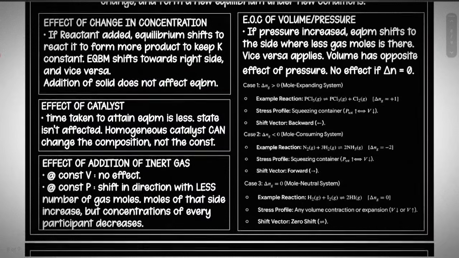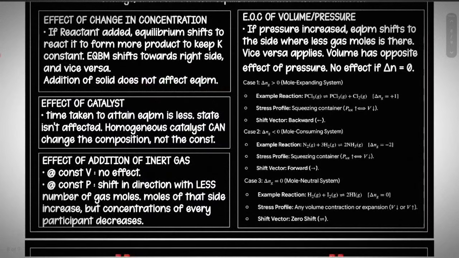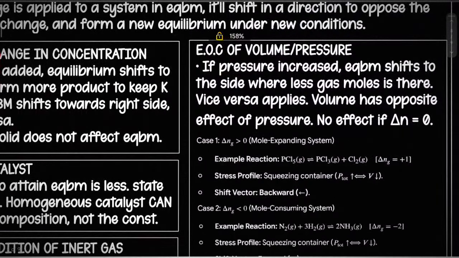We know why. If we add a catalyst, basically nothing happens, but the time taken to attain equilibrium is less. The state of equilibrium is not affected. If the catalyst is in the same phase as the participant of the reaction, basically a homogeneous catalyst, then it can change the composition of the vessel, but it cannot change the equilibrium constant. This was a direct PYQ of JEE Mains.